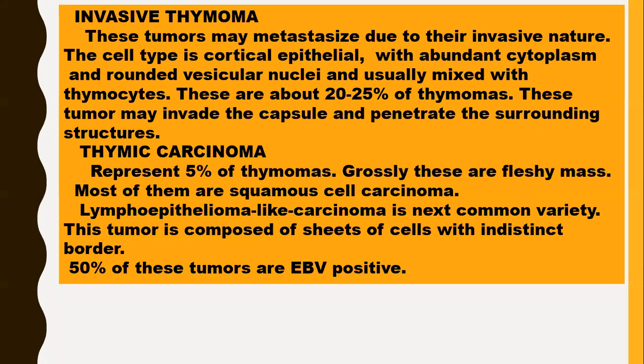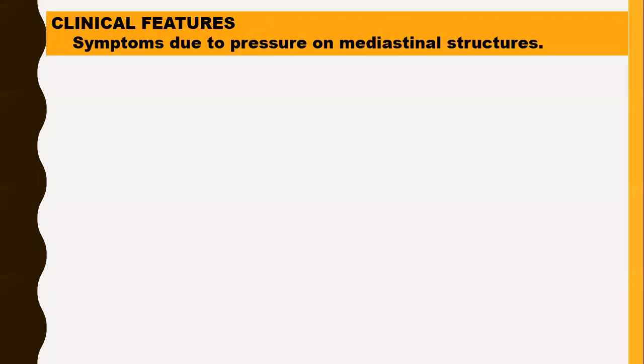Lymphoepithelioma-like carcinoma is the next common variety of thymus tumors, and this tumor is composed of sheets of cells with indistinct borders. 50% of these tumors are Epstein-Barr virus positive. Clinical features are symptoms due to the pressure on the mediastinal structures.